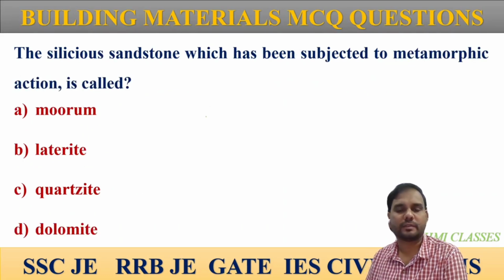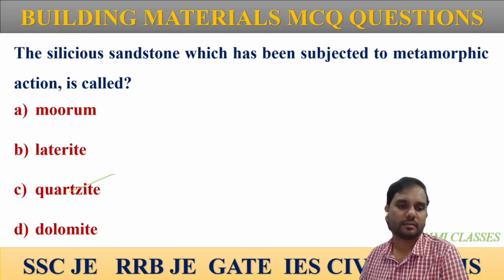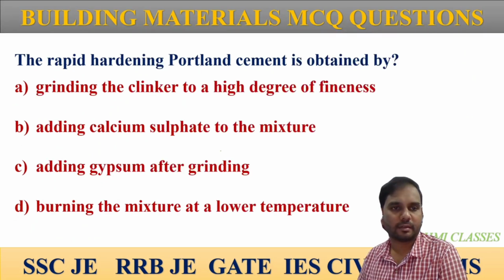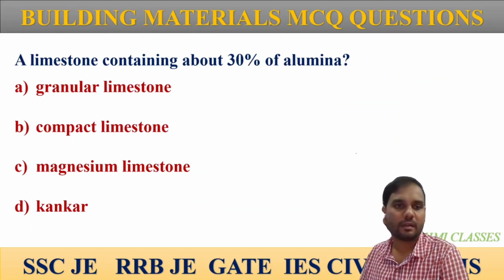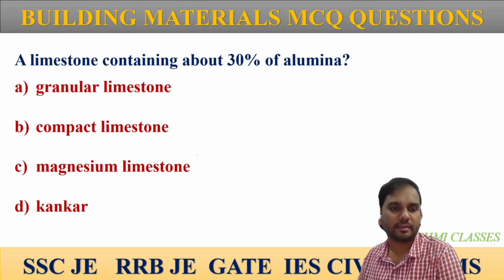The siliceous sandstone which has been subjected to metamorphic action is called quartzite. The length of a curved tile varies from 15 to 20 cm. The rapid hardening Portland cement is obtained by grinding the clinker to a high degree of fineness. A limestone containing about 30% of alumina is called kankar.